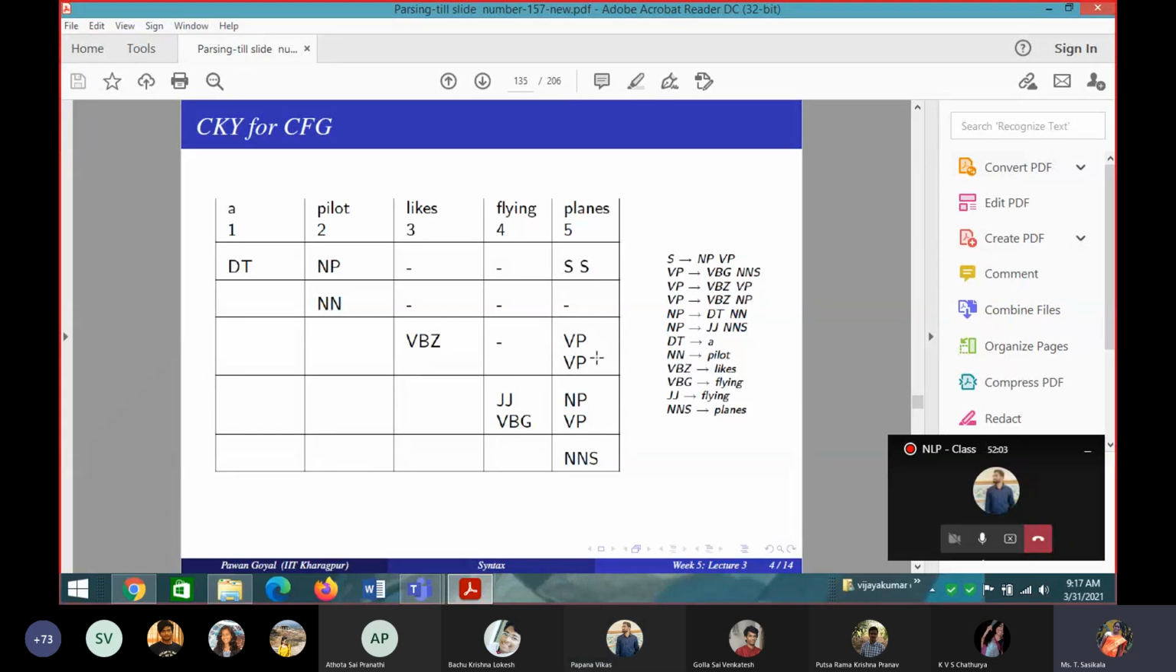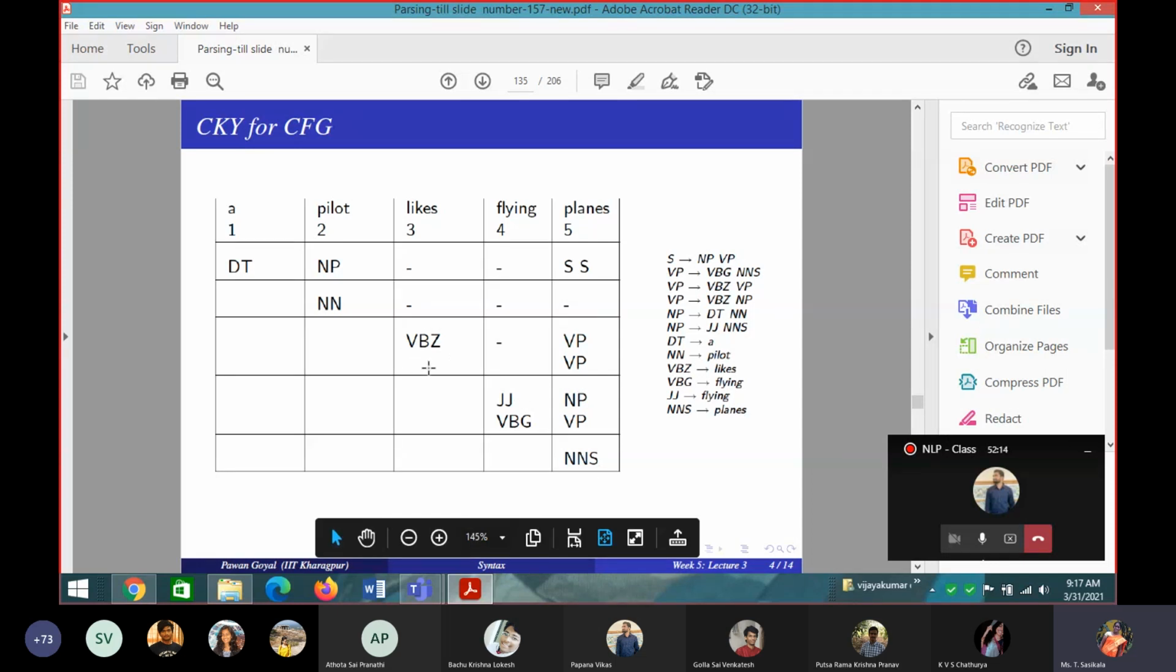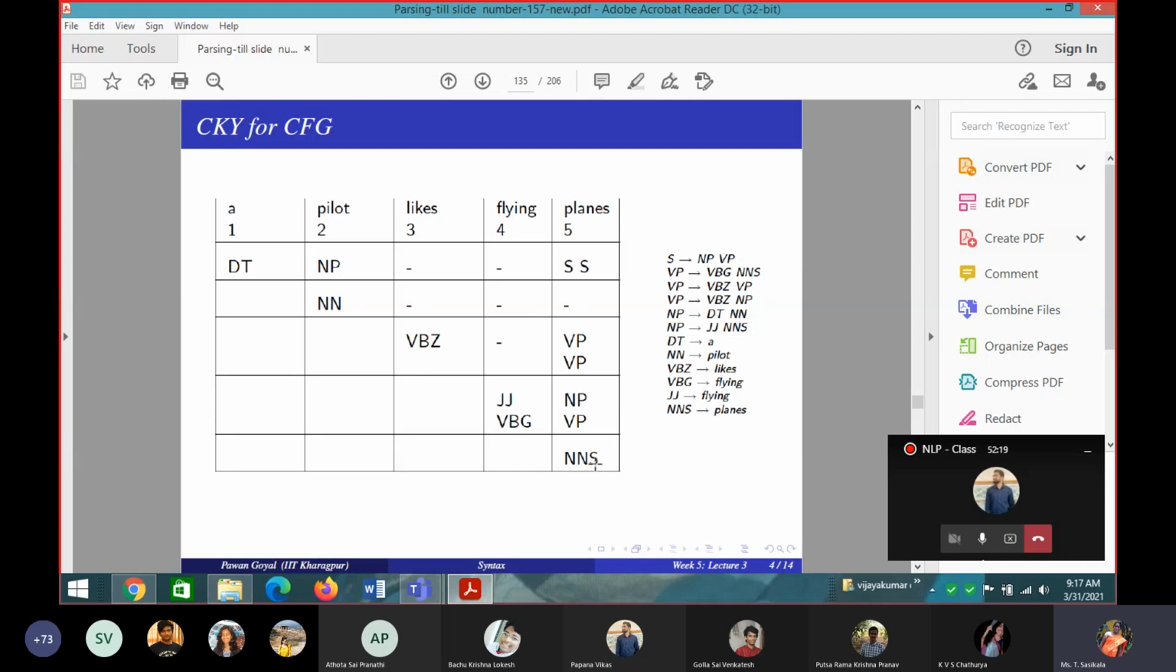So every time, if you have more than one box to consider, for this VP, this box, I have two on this LHS side and two down. So the first box of this with the first of this, and the second of this with the second of this, you have to consider. Similarly, if you have three, accordingly you have to consider.